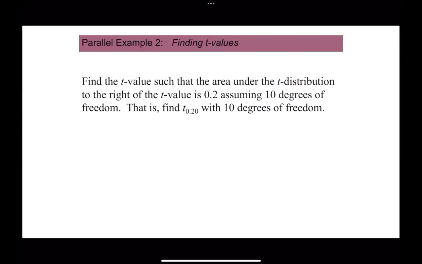Okay, we're going to find the T value such that the area under the T distribution to the right of the T value is 0.2. We're assuming 10 degrees of freedom.